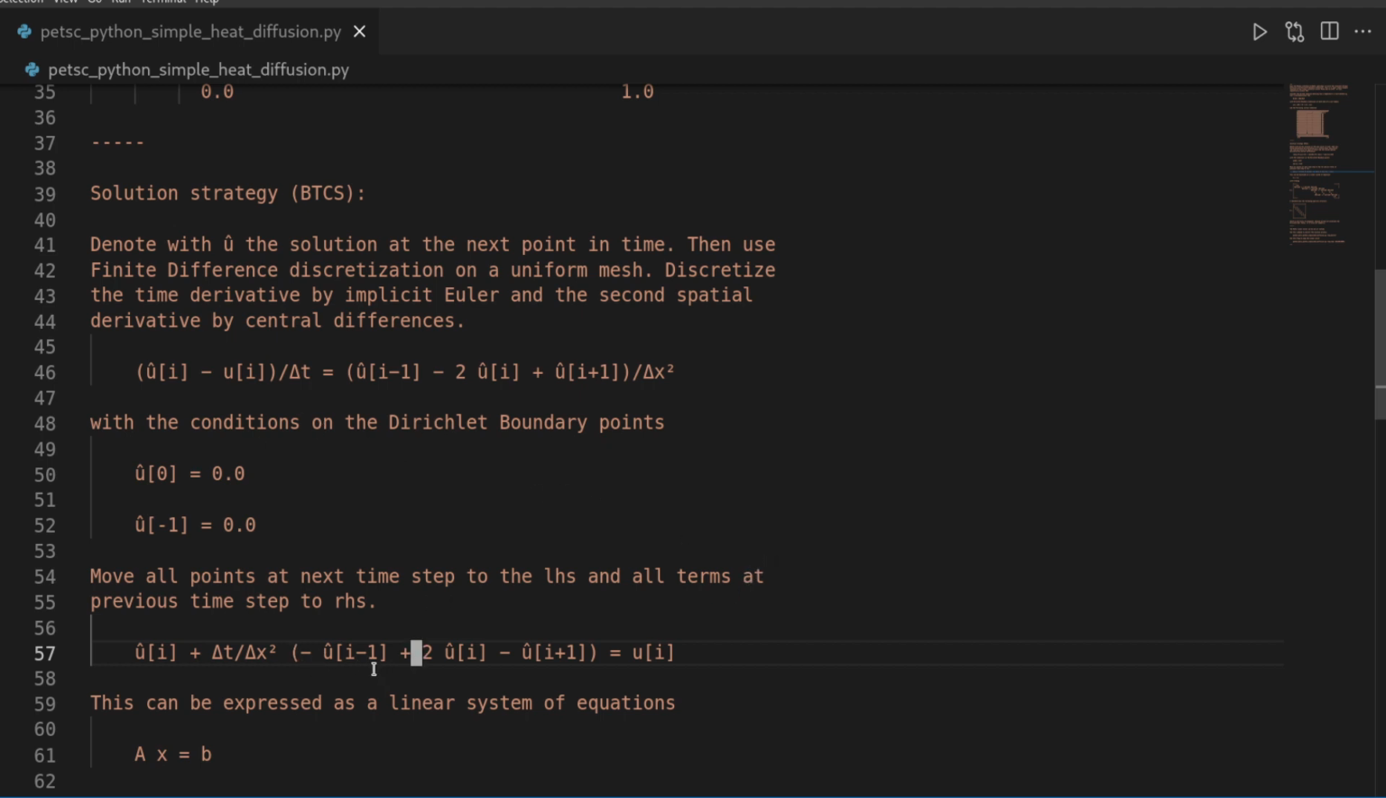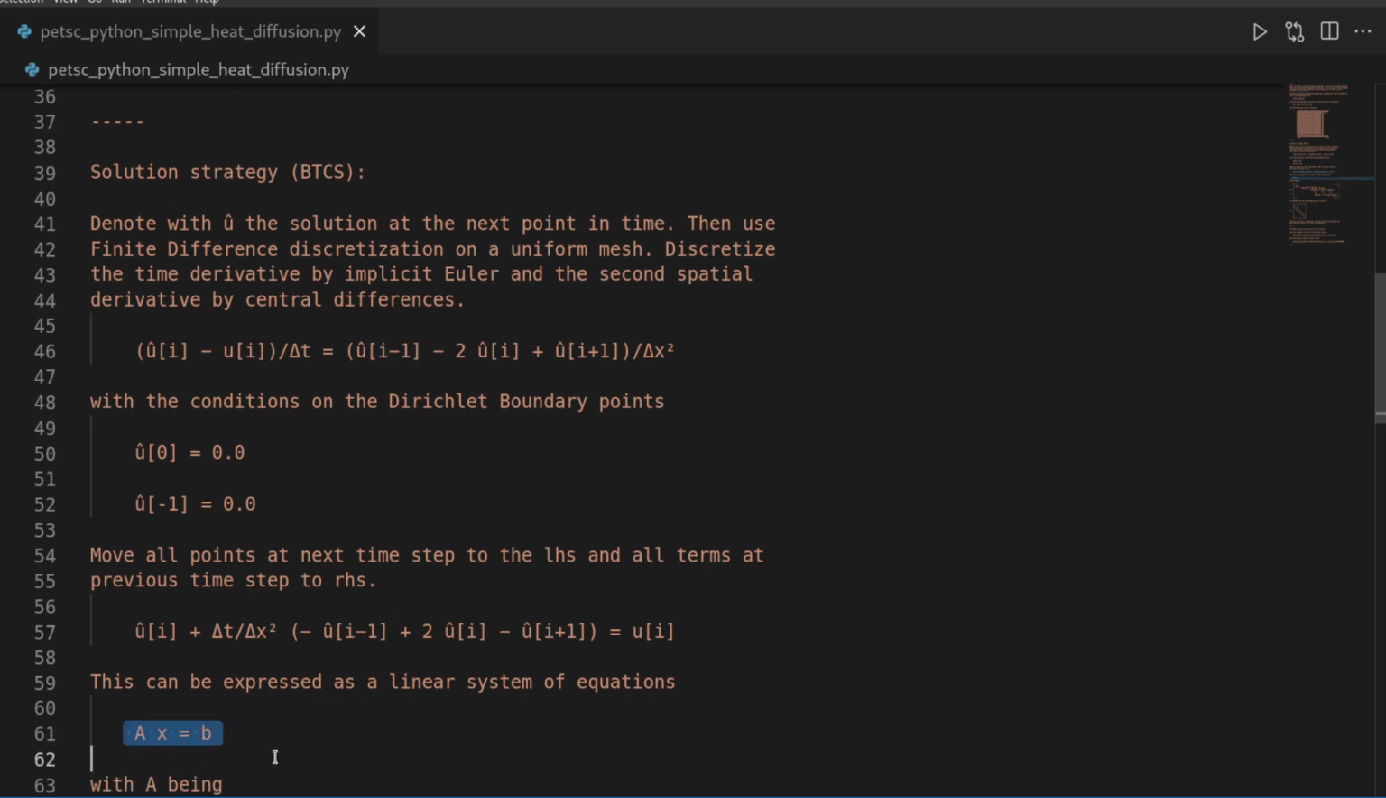And the cool thing about this is that we can express this update rule as a system of equations. That's because if we want to update the u hat at point i, we also need the information from u hat at point i minus 1 and point i plus 1. So we can write this as the classical form of a linear system of equations with a system matrix A, an unknown vector x, and the right-hand side b.